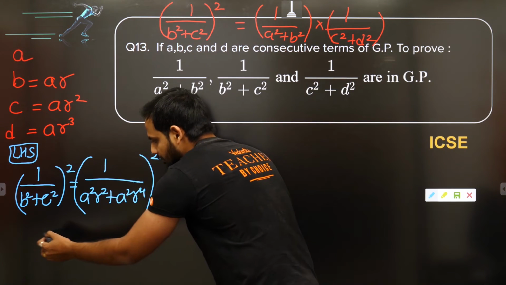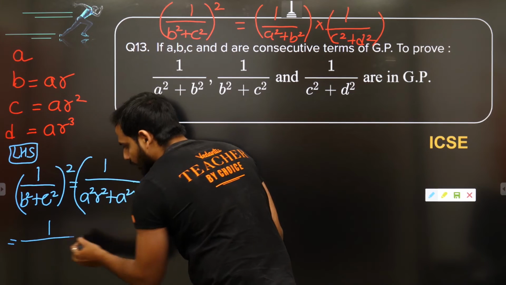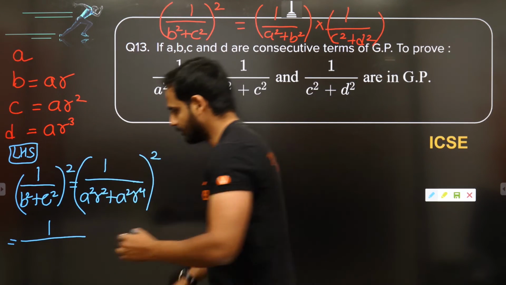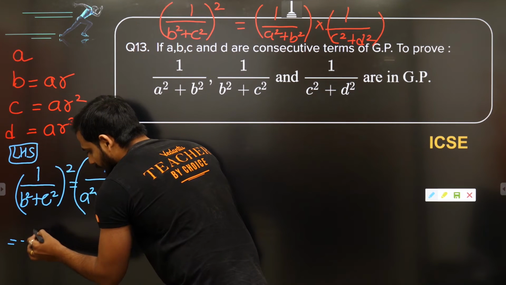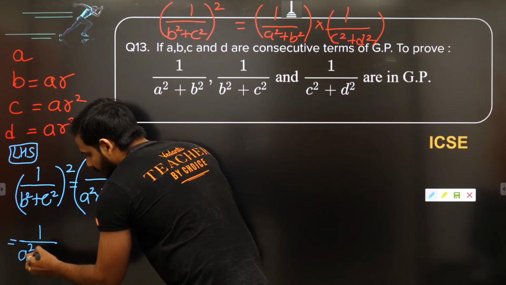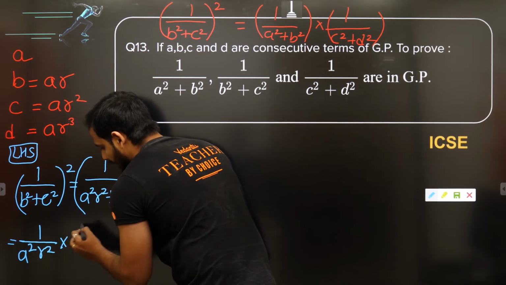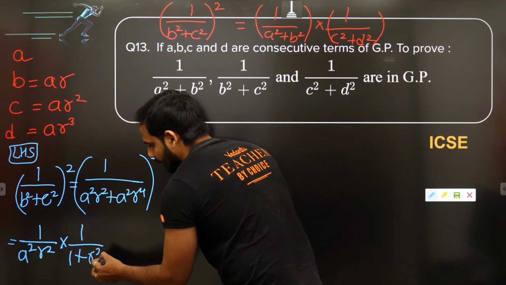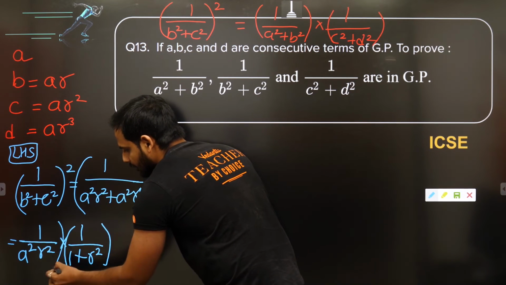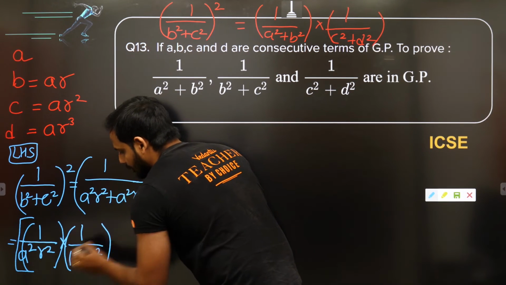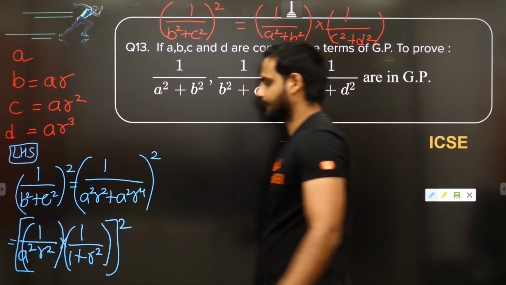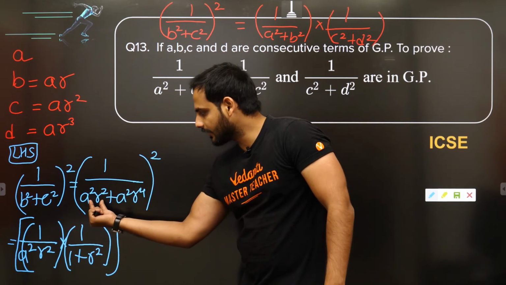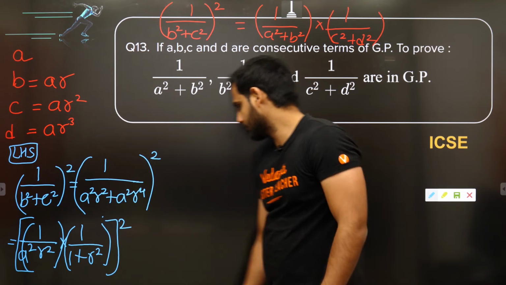Now in this denominator, beta, you can take something common. I can take A square common and R square common. So if I take A square R square common, I am left with 1 plus R square. It is clear? And on top of that, we have the whole square. What I have done is that I have taken A square R square common, so I have got this part.